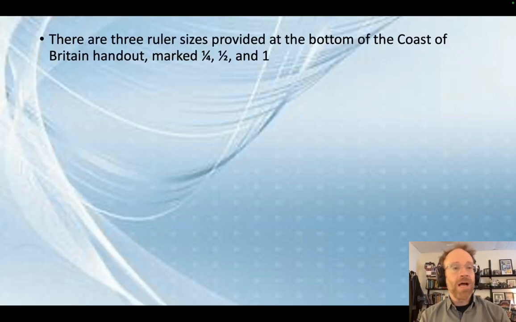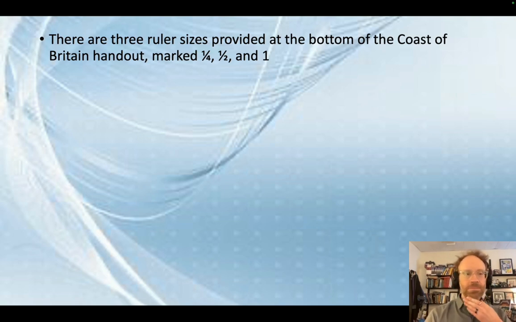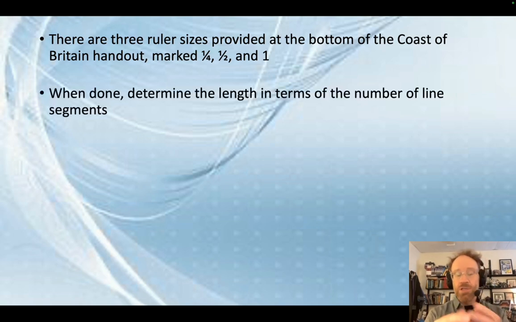So I've got a handout for you, and there are 3 ruler sizes provided at the bottom. It's the Coast of Britain handout. It's got a picture of the Coast of Britain, and then there's little rulers at the bottom marked 1/4, 1/2, and 1. What I want you to do is use 1 or 2 or all 3 of them, depending on how you want to go through this. Maybe break into groups, and one does a fourth, and the other one does a half and 1, or everybody does all 3 of them.